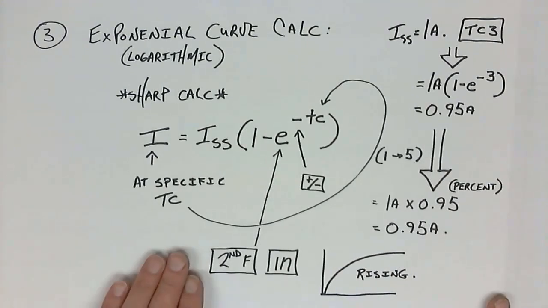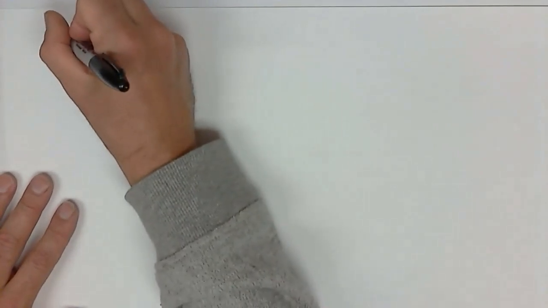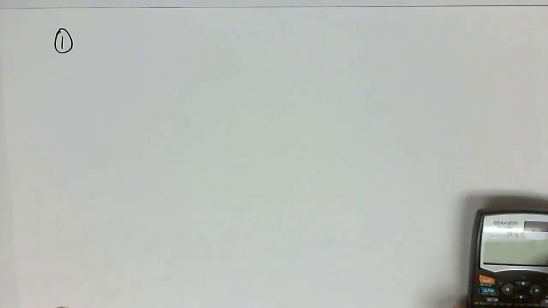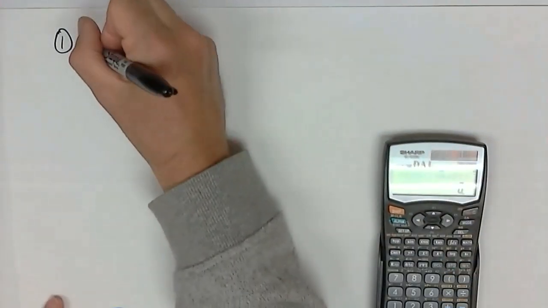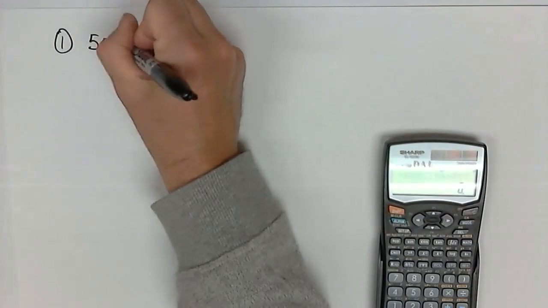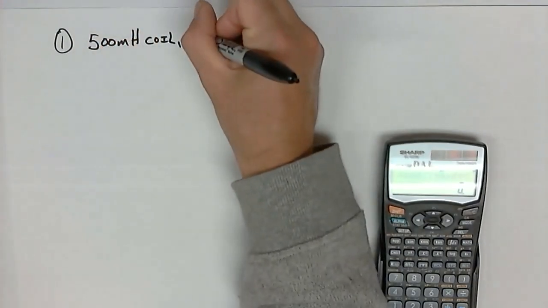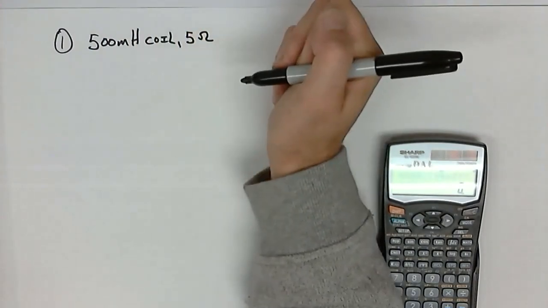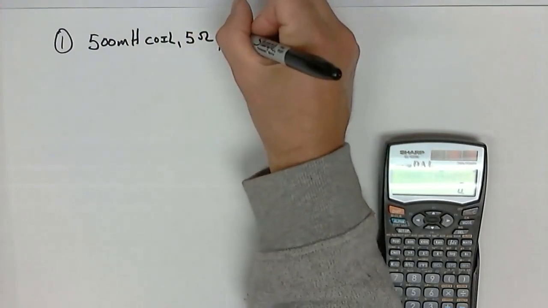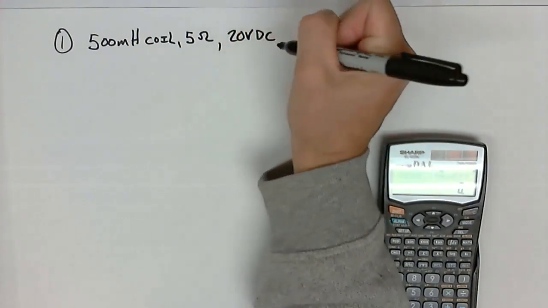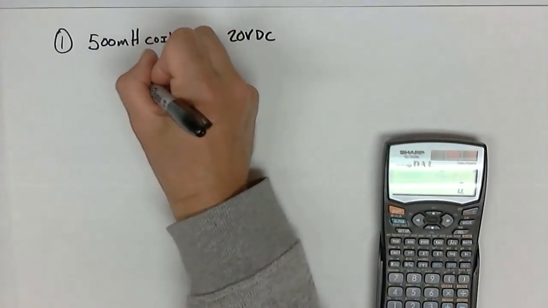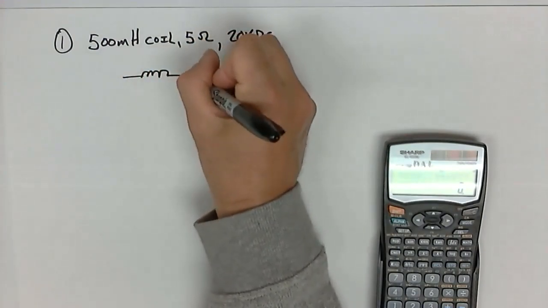Okay, let's do an example or two. I've got an inductor. The inductor is going to be a total of 500 millihenries. We're going to have 5 ohms worth of resistance and a 20 volt DC source. So my circuit is going to look like this.